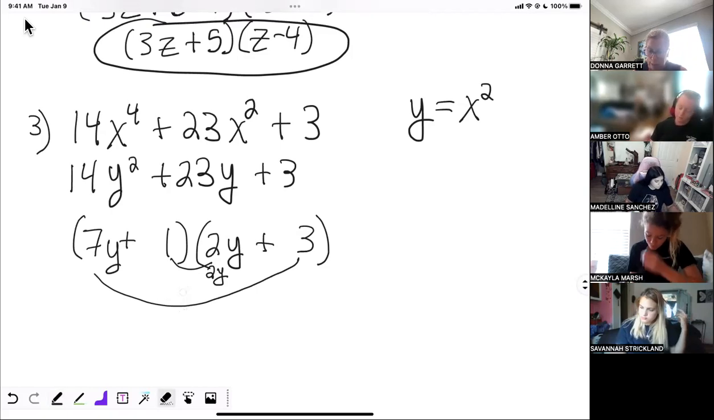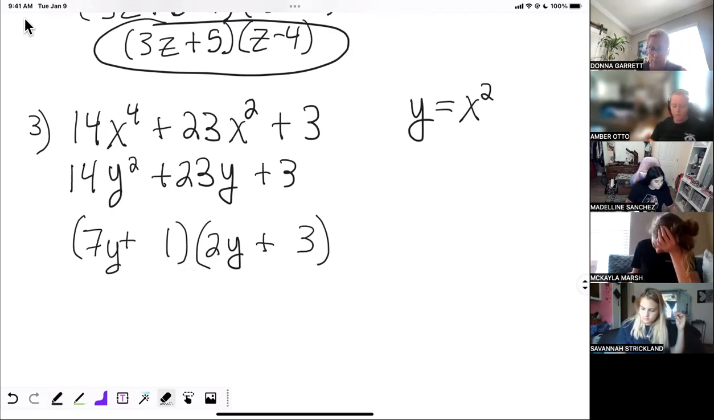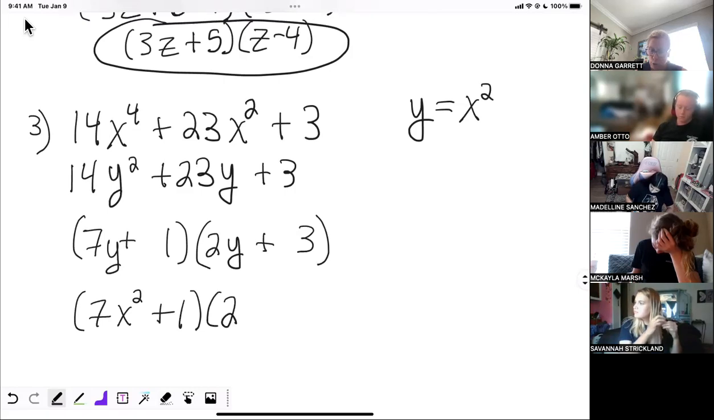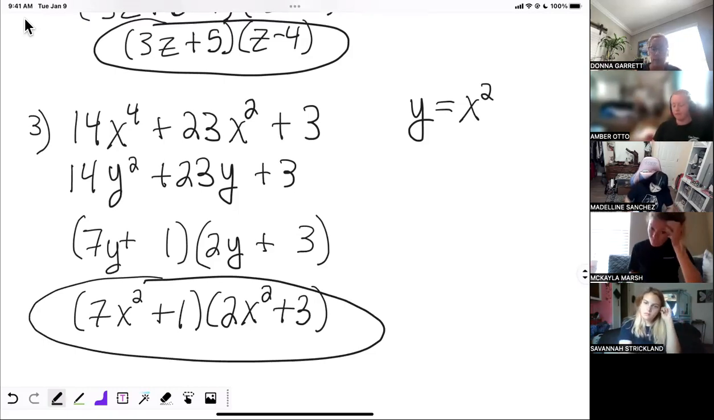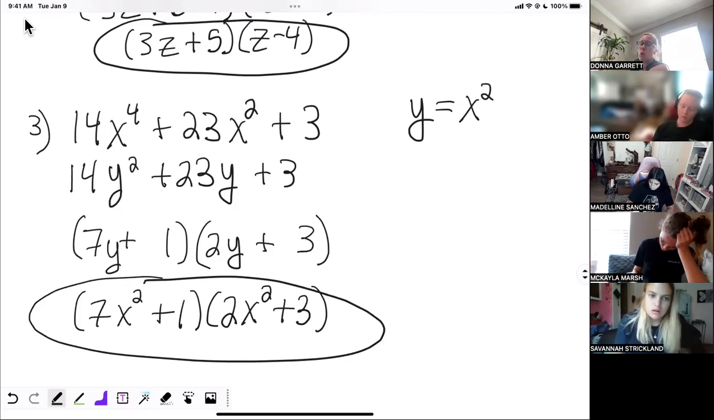Now I have to go back and substitute back our x squared. So it would be 7x squared plus 1, 2x squared plus 3. Again, that happens rarely, but it does happen. So if there's something that you're not used to factoring, you can use substitution to make it something that you can factor. That's the whole premise. Okay, all of that was 5.6.